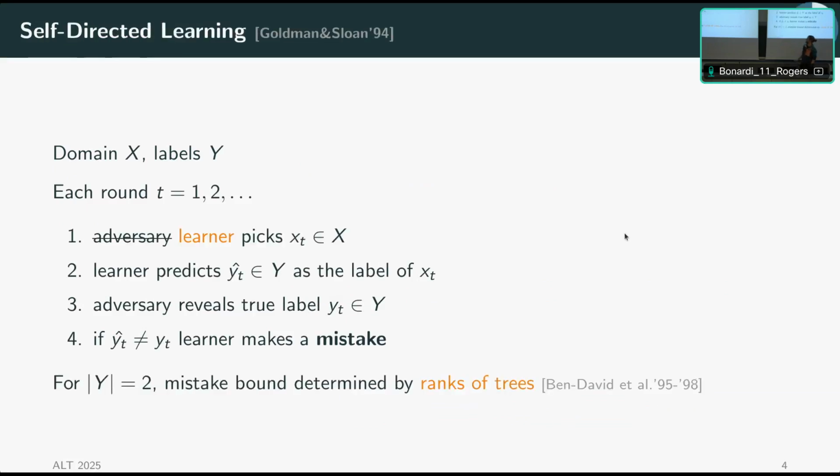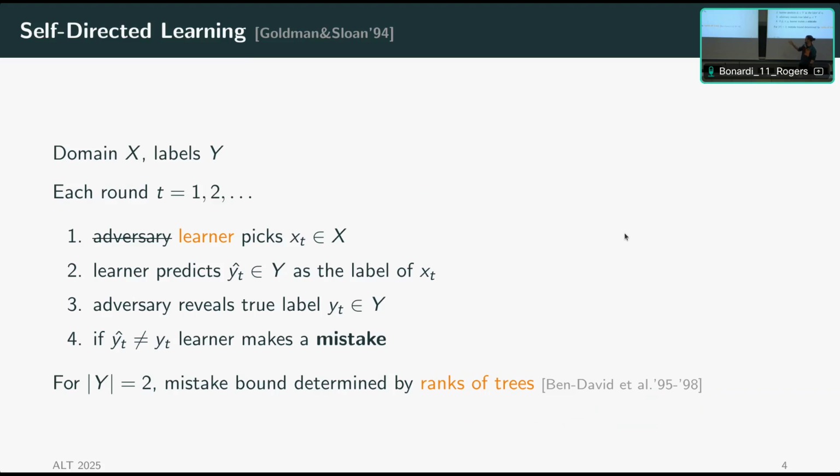But there is also this nice variant of the online learning setup called self-directed learning, which is in some sense way nicer for the learner. The main difference is that in the first step, the learner itself picks the point. The rest is exactly the same. So you pick the point, you predict the label for the point, and then afterwards the adversary reveals the true label, and you again get a mistake if you mispredict it. And note that this is also different from active learning. In active learning, you would count the number of rounds instead, and not the number of mistakes.